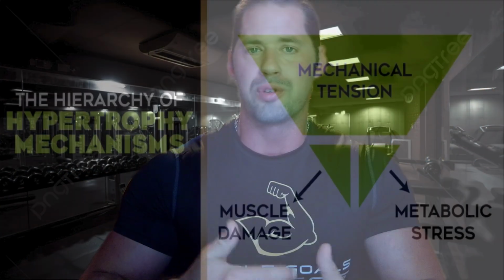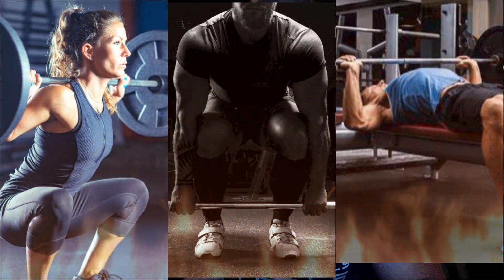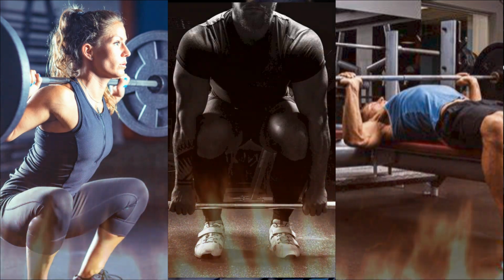The first and most prominent is mechanical tension. This is created by lifting heavy weights and placing the muscle under a challenging load. The force your muscles exert to handle heavy weights creates mechanical tension, which signals your muscle fibers to adapt and grow stronger. Exercises like squats, deadlifts, and bench presses are great examples of movements that generate high levels of mechanical tension.